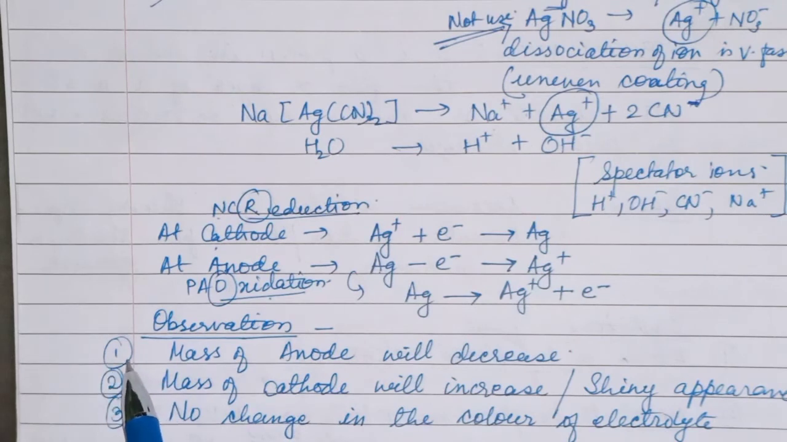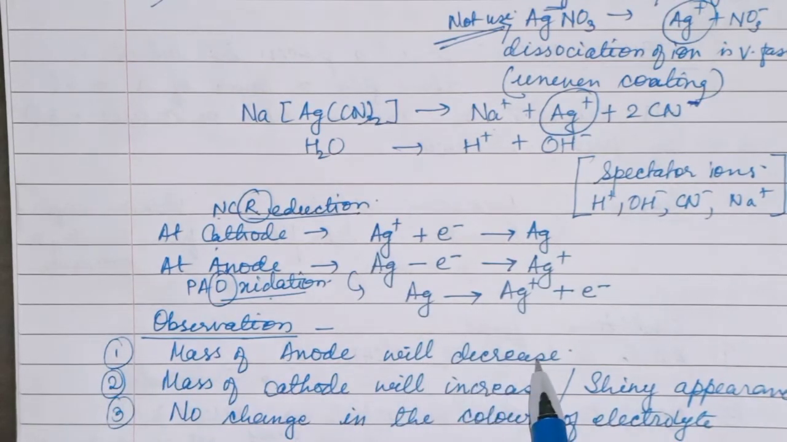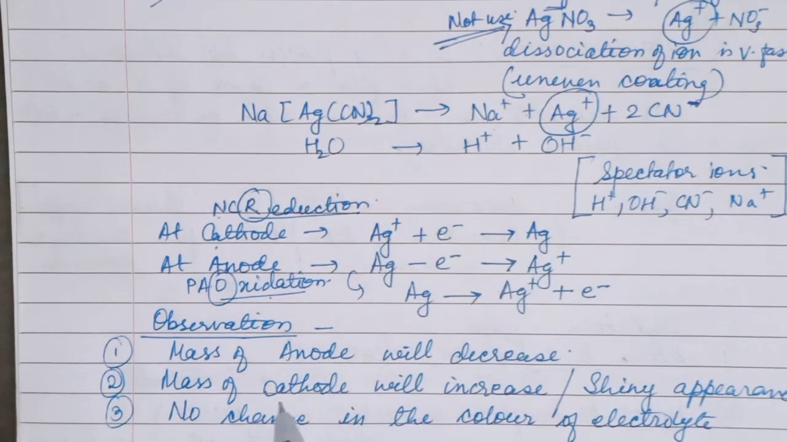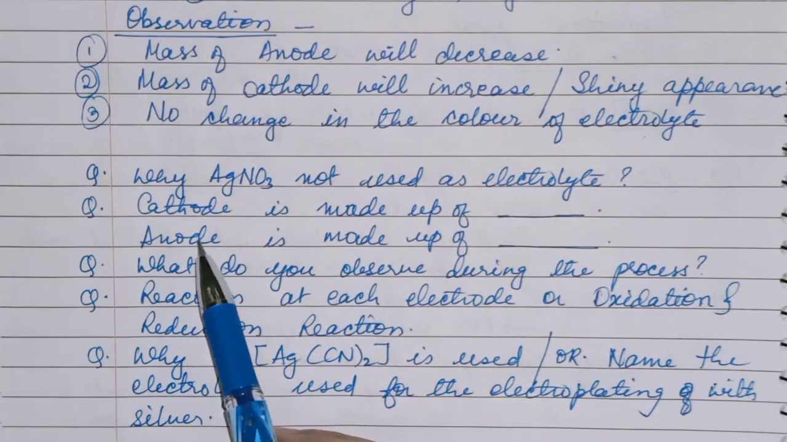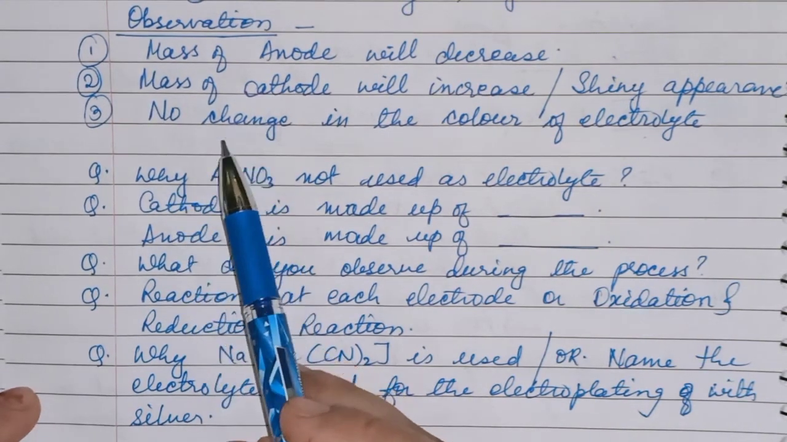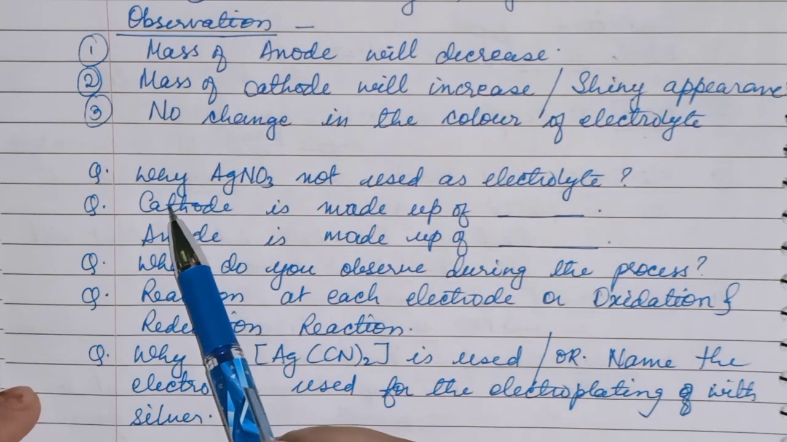Now what do you observe? The mass of the anode will decrease because the anode is breaking down into the electrolyte. The mass of the cathode will increase because from the electrolyte metal ion is getting deposited at the cathode. One more observation, after deposition the cathode appears shiny. And third, there will be no change in the color of the electrolyte, it will remain the same throughout the reaction.